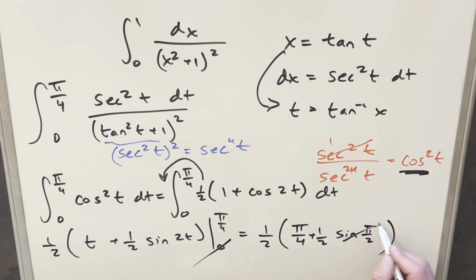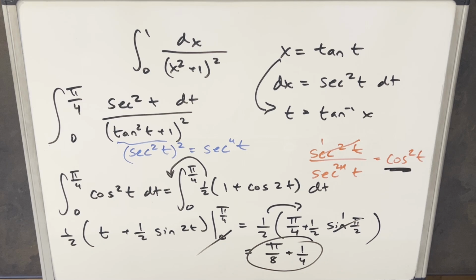But sine of pi over 2 is just 1, so all I need to finish this is just distribute in this 1/2, and so for my final solution, we just get pi over 8 plus 1 over 4. Okay, so there you have it. Good times.